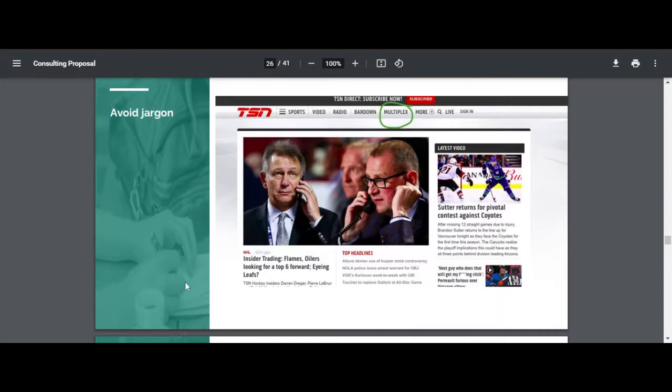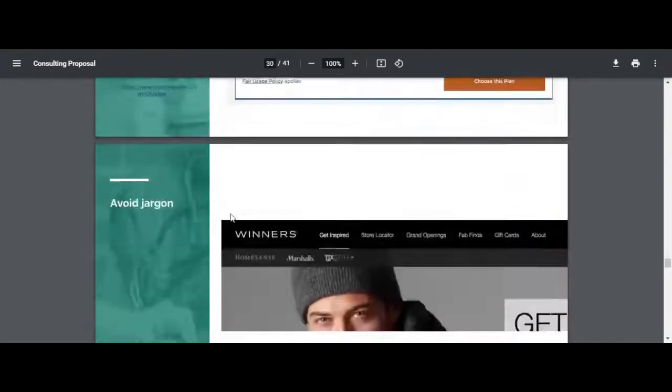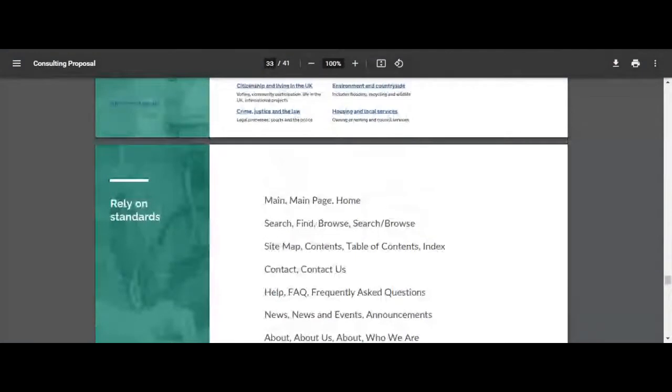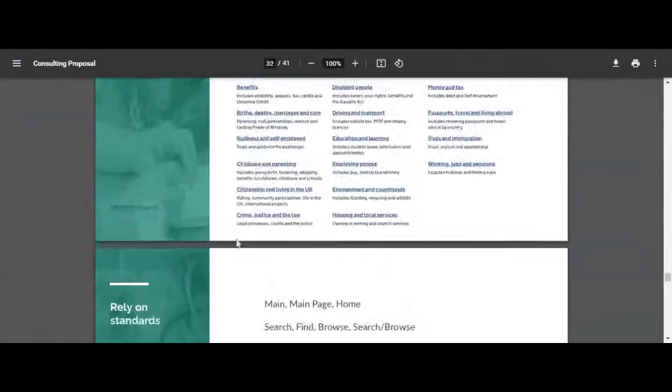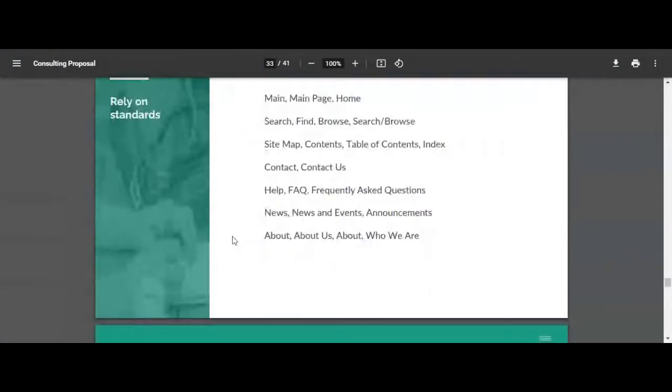So I have a lot of examples in a deck that you can all review, and here are some of the standards that you will see online. My main page: home, search, find, sitemap, contents, table of contents, contact us, help, FAQ, news and events, announcements. You probably just need one of them. About us. So main, pick one.